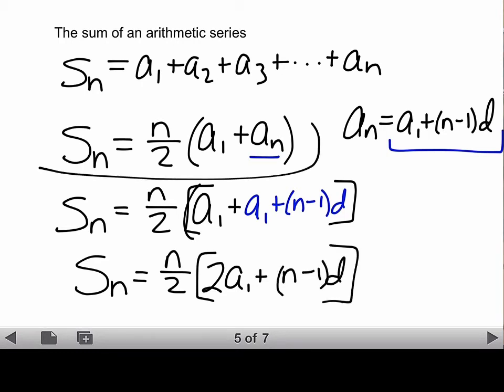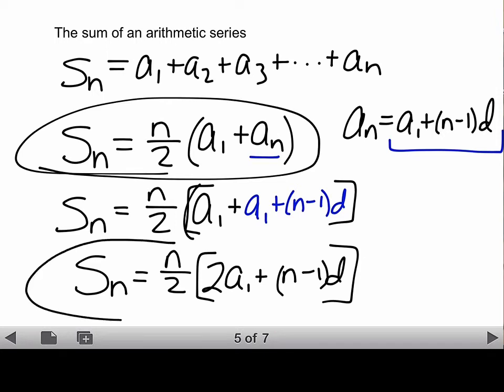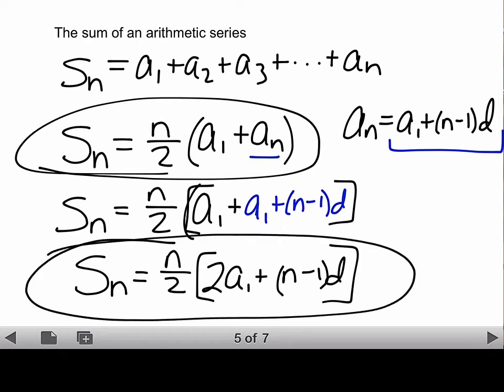So I'm going to circle the two formulas, and really you just use whichever one seems prudent to you at the time, right? If I am given a first term and a last term and I know the number of terms, I might use the first formula. If I don't know what the last term is, but they tell me, hey, find the sum of the first 12 terms or something like that, then it might be easier to use the second formula, but really they're the same formula. Let's see how we might use these.